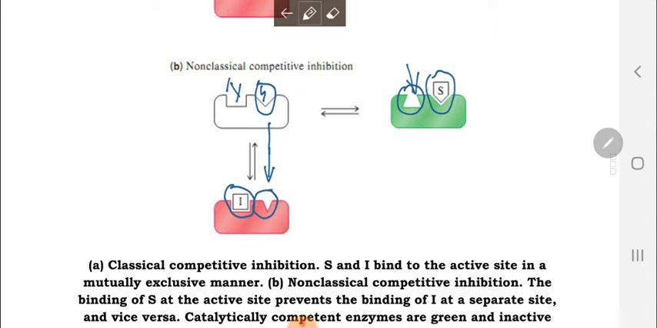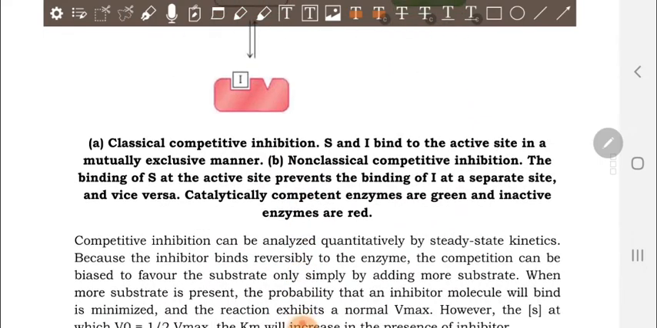So the difference between classical and non-classical: classical competitive inhibition is the binding of substrate and inhibitor on the same site, and non-classical competitive inhibition is the binding of substrate and inhibitor at different sites, but the binding of one affects the binding of the other. So this is very simple. I hope you understand the concept of both classical and non-classical competitive inhibition.